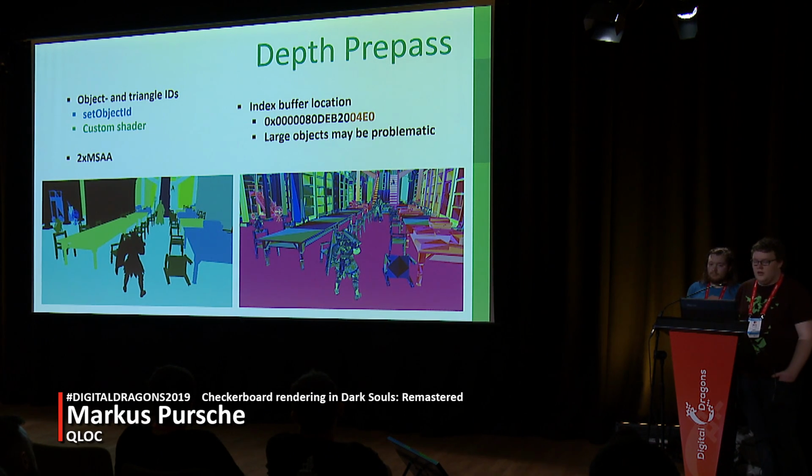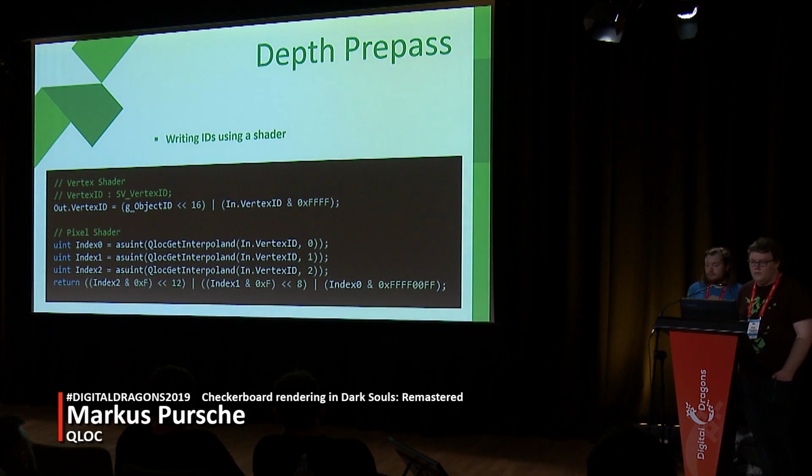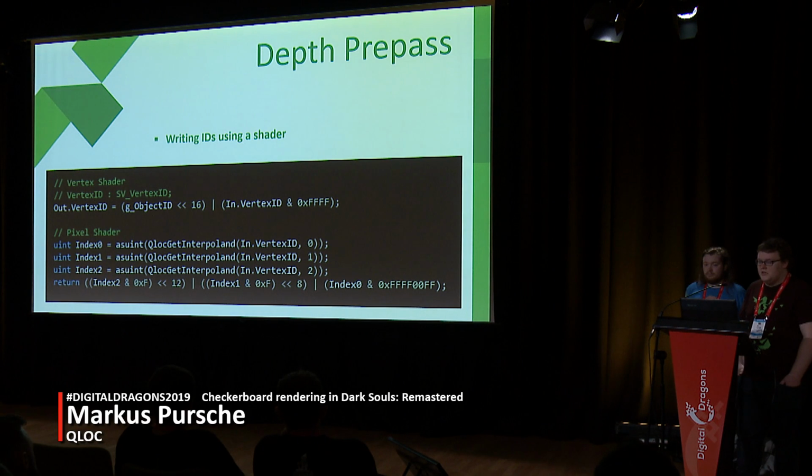The object and triangle IDs can be written automatically by hardware on PS4 Pro by just calling a couple of functions. On Xbox One X, we use a custom shader to generate and write these IDs, since they sadly don't have it in hardware. And this is what that shader looks like. The global object ID is sent via a constant buffer, and to get the triangle IDs, we simply hash the 3 vertex IDs that make up the triangle, and we pack it along with the object ID into our 32-bit uint.